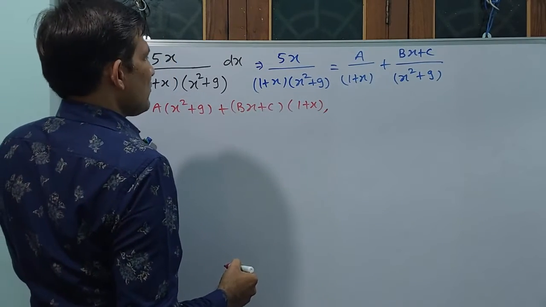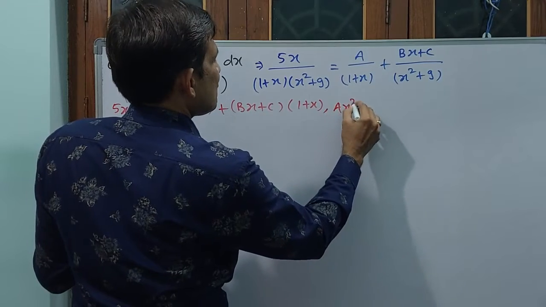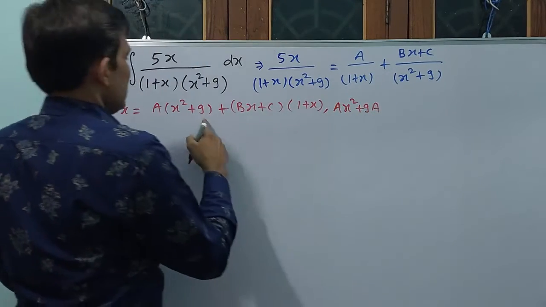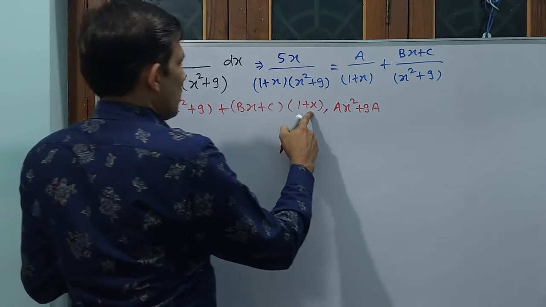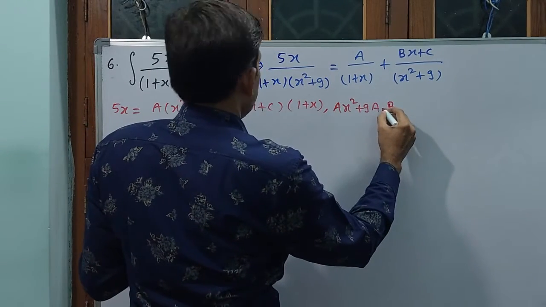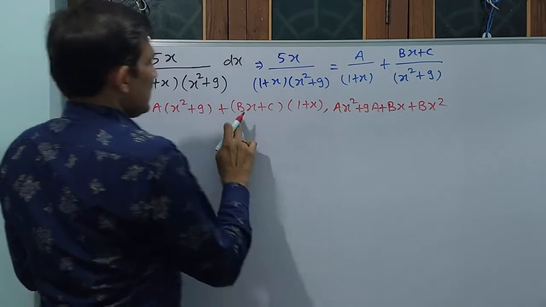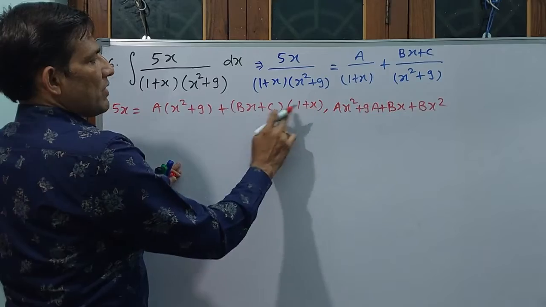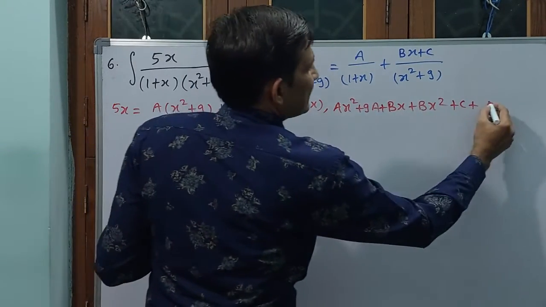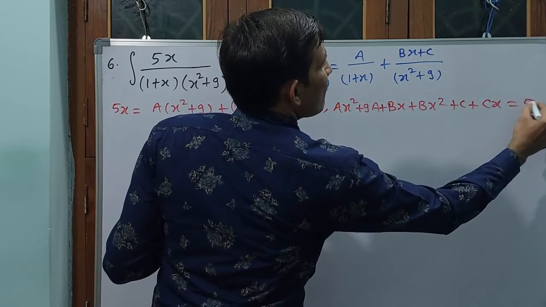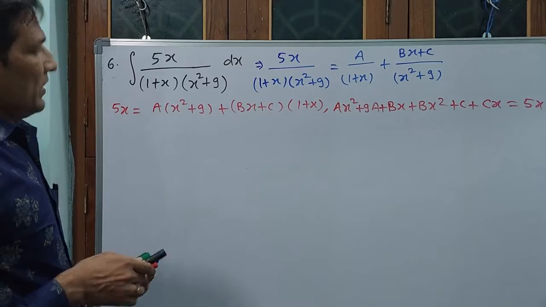Then on the right we get ax square plus 9a, plus bx plus bx square, plus c plus cx, is equal to 5x. Okay, 5x.